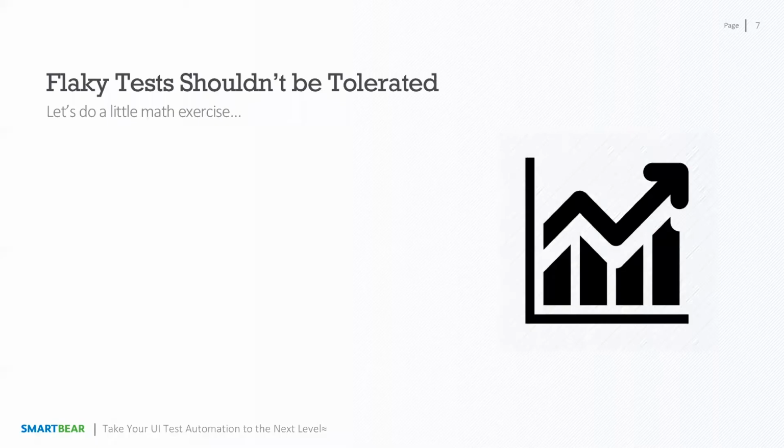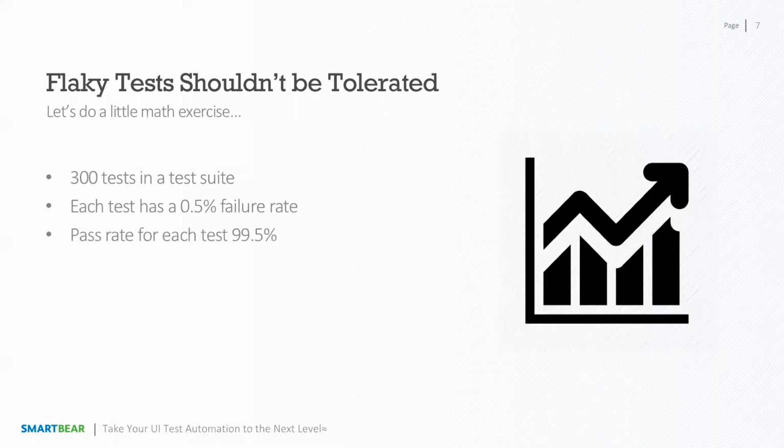So let's go. Flaky tests. Let's talk about them. Flaky tests in general shouldn't be tolerated, and we want to show you why that is. If we take an example, let's say we have 300 tests in a test suite, and each test individually has a 0.5% failure rate, meaning that its pass rate is 99.5%. And I don't know about you, but to me, that seems like a good pass rate. If I got 99.5 on a test, I'd be ecstatic. I never got 99.5s on a test. Straight D student. But in general, if you get that grade or that pass rate, that's a pretty good pass rate. At least that's what our instincts tell us.